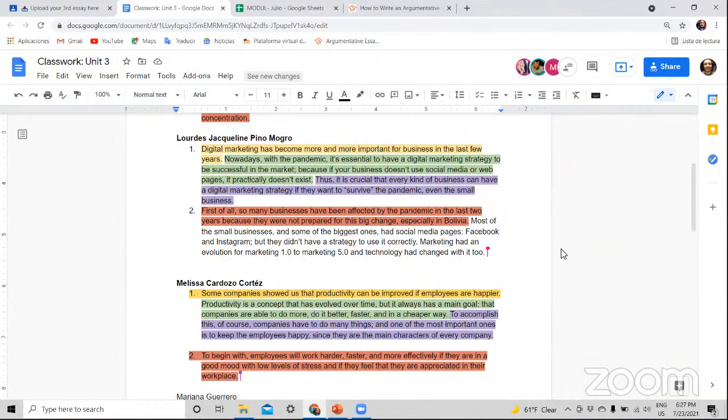Okay, teacher, I didn't finish yet, but okay. First of all, so many businesses have been affected by the pandemic in the last 2 years because they were not prepared for the big change, especially in Bolivia. Most of the small businesses and some of the biggest ones had social media pages, Facebook and Instagram, but they didn't have a strategy to use it correctly. Marketing had an evolution from marketing 1.0 to marketing 5.0, and technology had to change with it too. And then I had to introduce the author, that it's Philip Kotler, and a phrase that I was looking for.